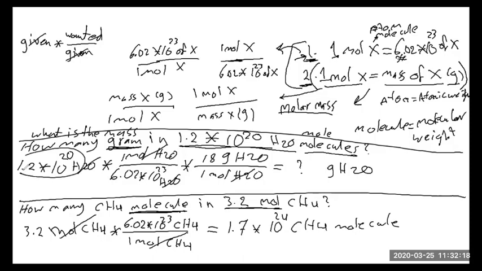You can try to do the math later, but that's what you will do. You will multiply this number, 18, and divide it by this number, and you will get the mass in gram for the water. Do you get it? Okay.